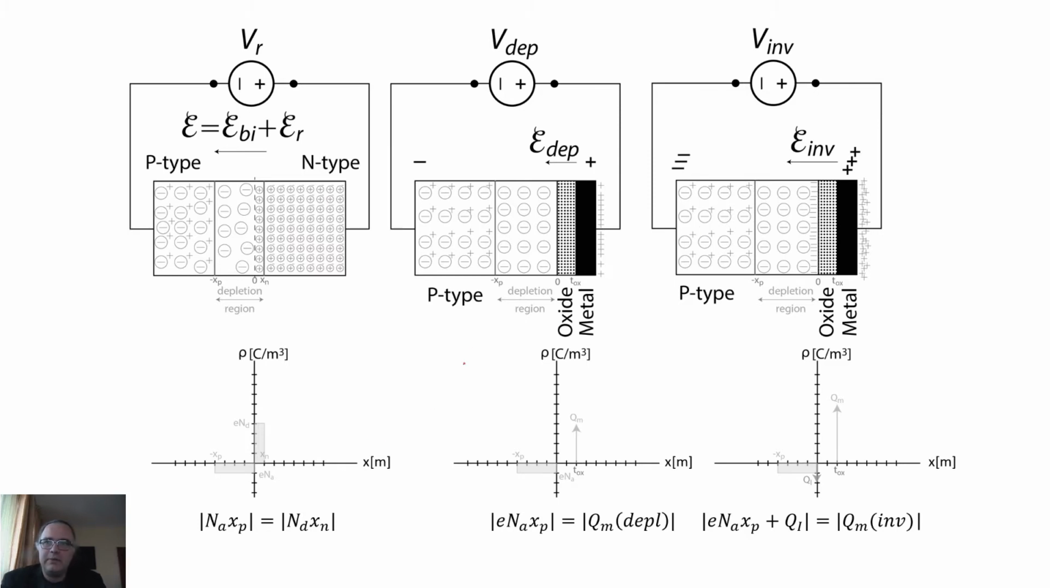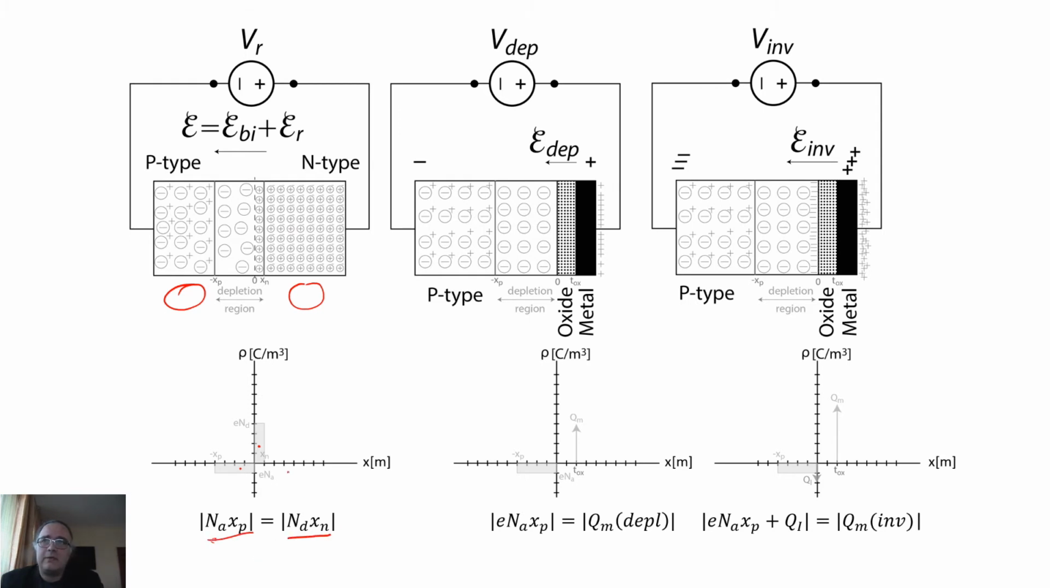Look at the balance of charges. Since in this area and in this area we have charge neutrality, all processes lead to zero electric field. This means that this charge should be absolutely equal to this charge, or NAXP should be equal to NDXN.